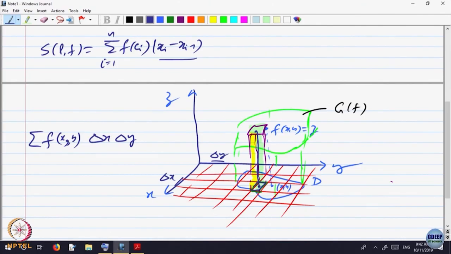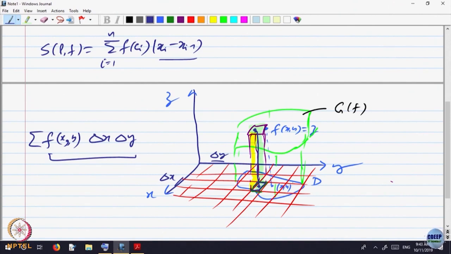So what we are saying is divide the xy plane into rectangles of lengths delta x, delta y, right? So partition it, look at a typical rectangle inside the domain D, and erect a parallelepiped over that as the base. The height will be the value of the function at any chosen point, so that is z is equal to f(x, y). That is the volume of the parallelepiped, and sum it over all possible parallelepipeds.